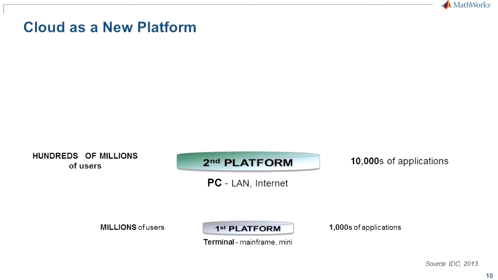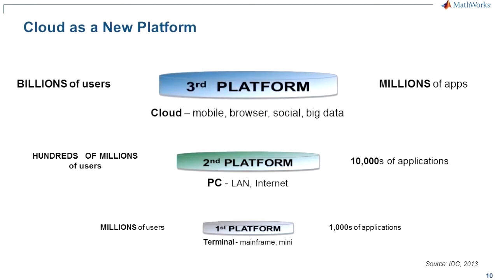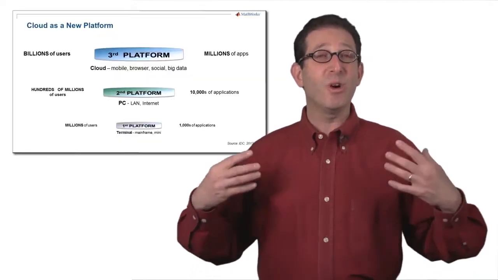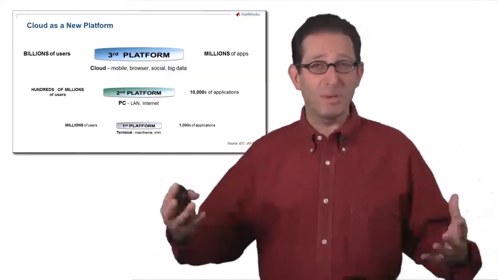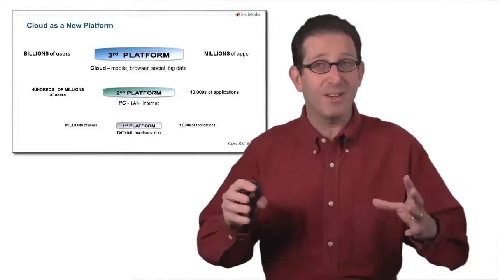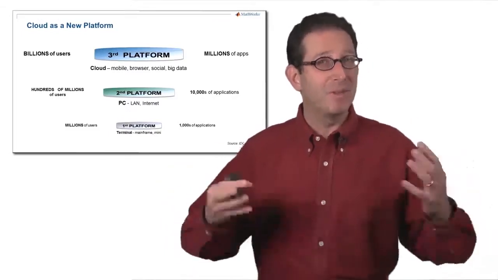And what we're seeing now is the emergence of a third platform. This third platform is the cloud, where you've got the ability to access it from mobile devices, from browsers. There's a social component to it. You can compute big data. And so the cloud is a new opportunity for computing, a new opportunity to take your technical computing tasks and expand them and do them in a different way.